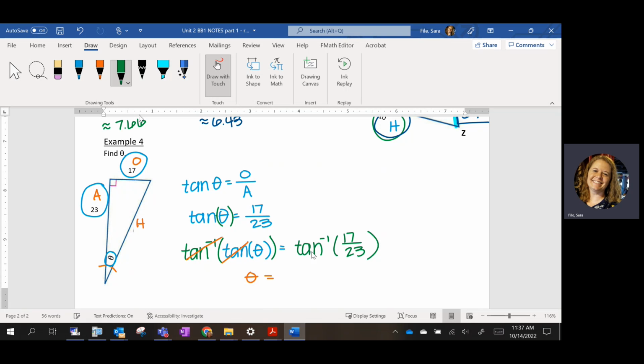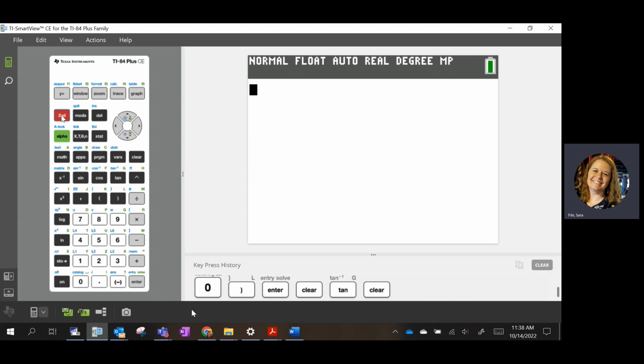Now that gets plugged into the calculator. Once you've got the hang of this, you're not going to have to show on the left taking the inverse tangent of tangent. You would be able to jump straight to say, okay, so theta is inverse tangent of 17/23. This part here where I'm showing that it cancels out on the left, you don't have to show that. I'm just showing it for the sake of your notes so you understand why we're doing inverse tangent. So in your calculator, that's second tangent to get the inverse tangent of 17/23.